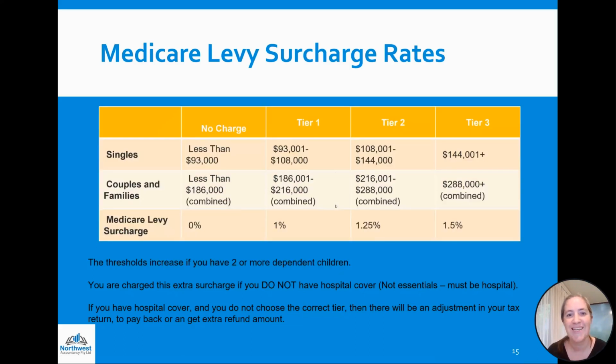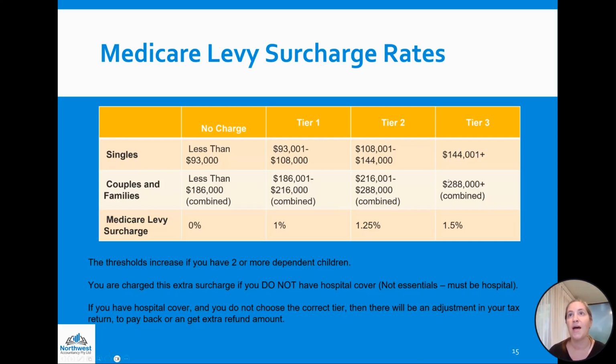Okay, here we go. Tier rates. What are the tier rates? So your Medicare levy surcharge rates are dependent on how much you earn, whether you're a family or a couple, and whether you've got private hospital cover or not. So if you have private hospital cover, you do not get charged the surcharge. So don't stress too much about this. If you don't have hospital cover, then you need to worry about these surcharges.